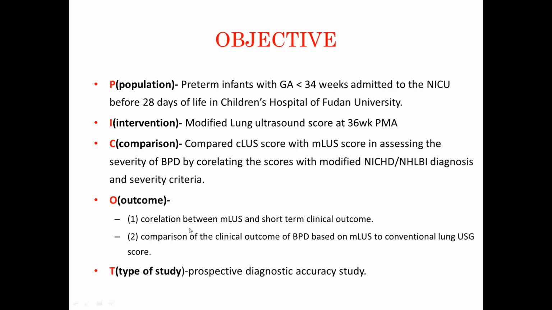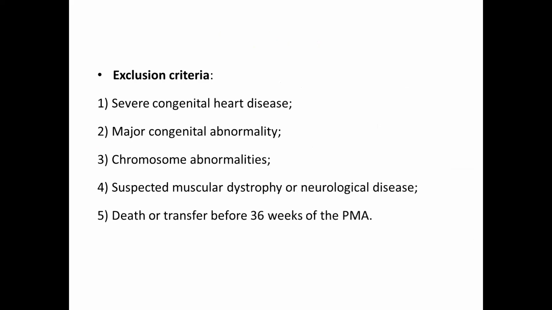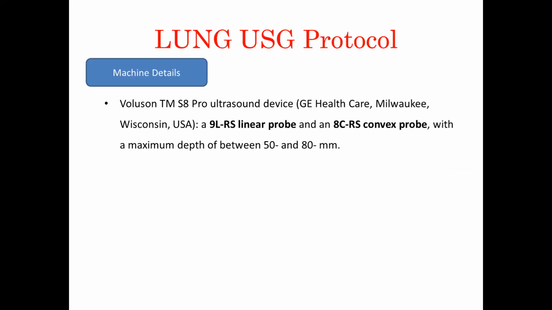Their first outcome was correlation between the modified lung ultrasound and short-term clinical outcome. And the second was comparison of clinical outcome of BPD based on the modified lung ultrasound to conventional lung ultrasound. And this study was a prospective diagnostic accuracy study. The exclusion criteria they used were severe congenital heart disease, major congenital abnormalities, chromosomal abnormalities, suspected muscular dystrophy and neurological diseases, and those babies who had death or transfer before 36 weeks of post-menstrual age.